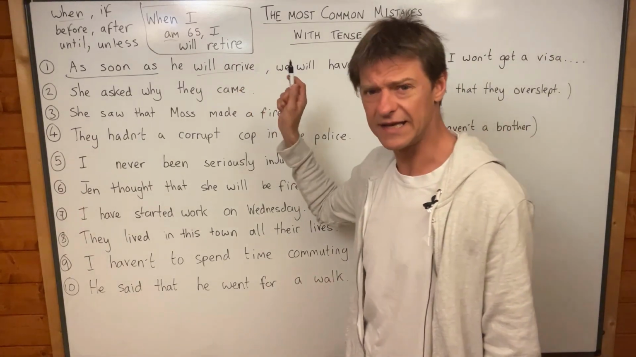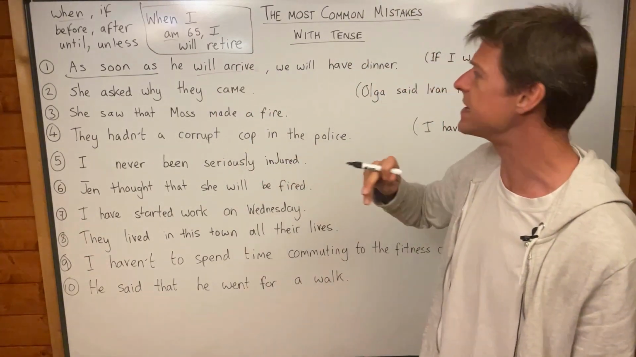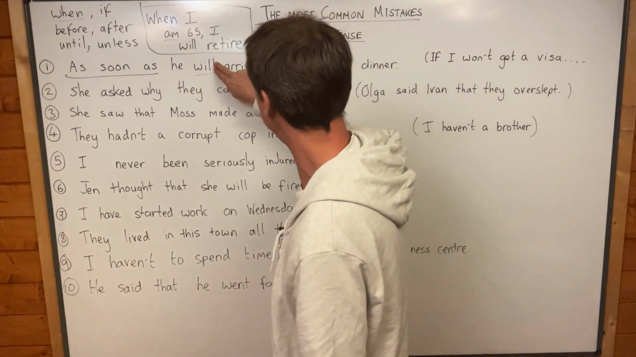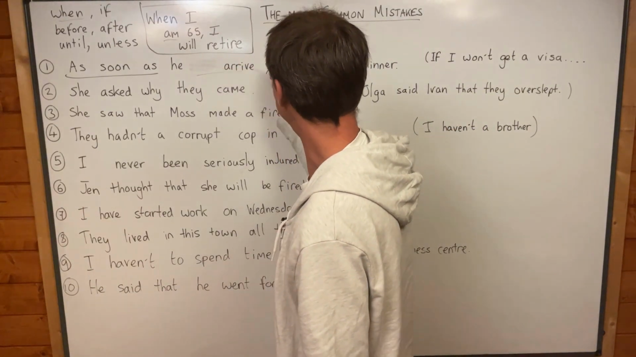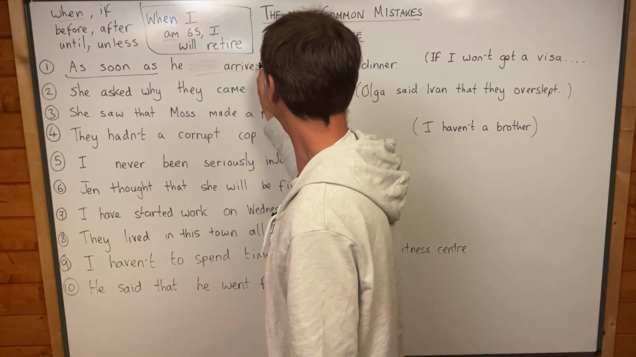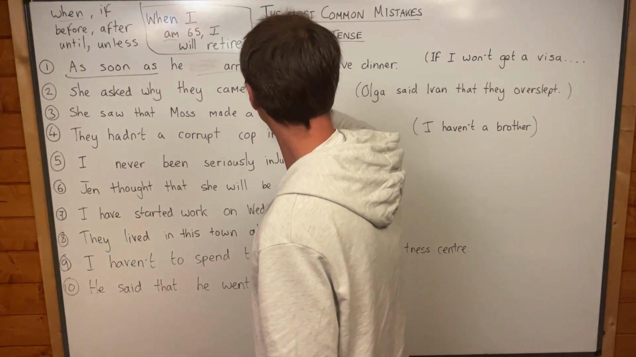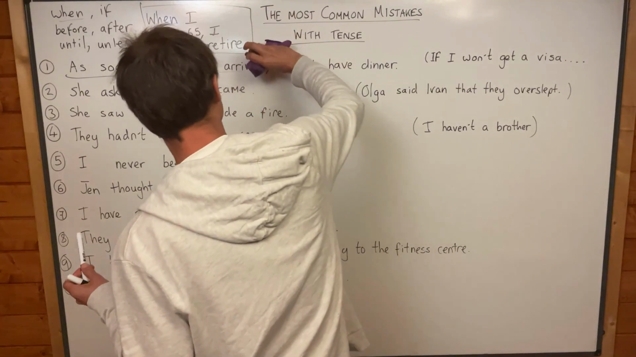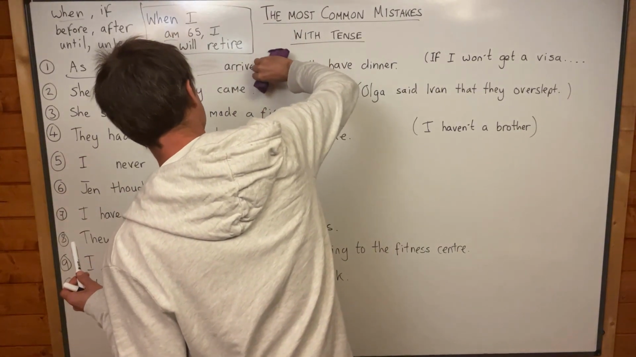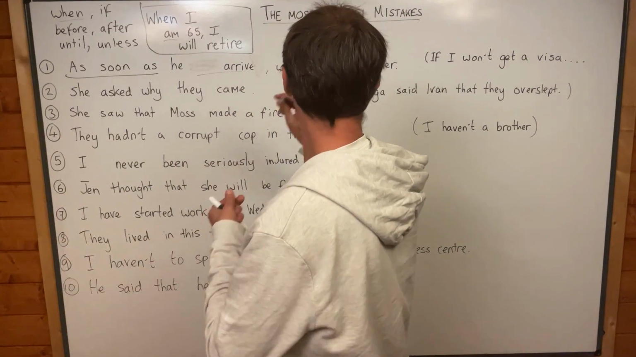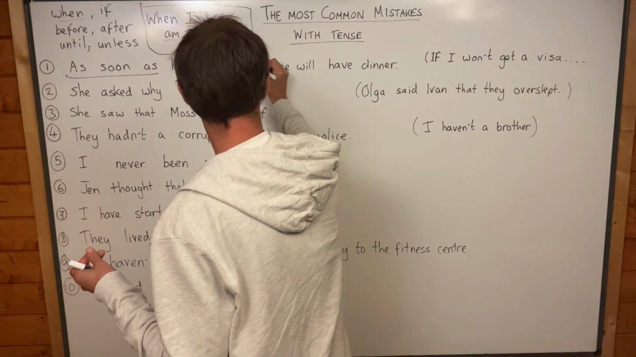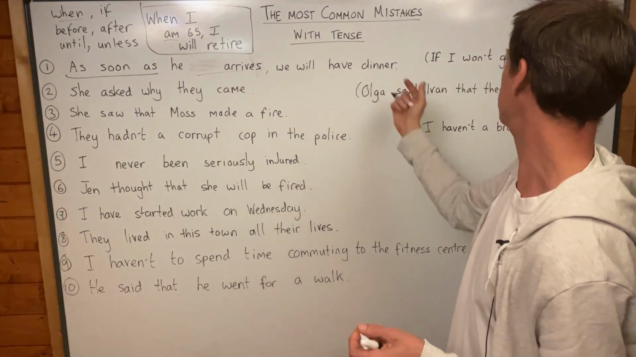So this is a really, really common mistake, probably the most common mistake with tense. And so we need to change it, don't we? We need to get rid of the will, and we need to add an S because it's a he. As soon as he arrives, oh, that's terrible, isn't it? Let's make that a little bit cleaner so you can see what I'm writing. As soon as he arrives, we will have dinner. That's the correct way of doing it, guys, okay? As soon as he arrives, we will have dinner.